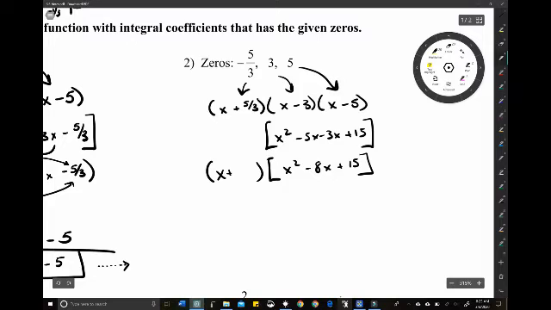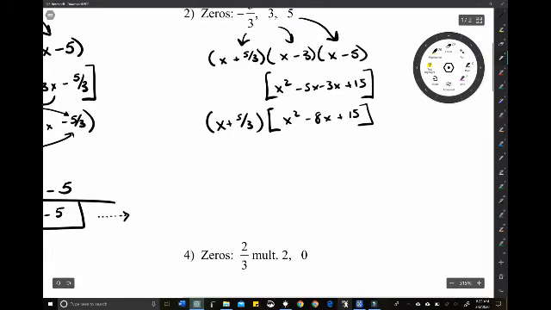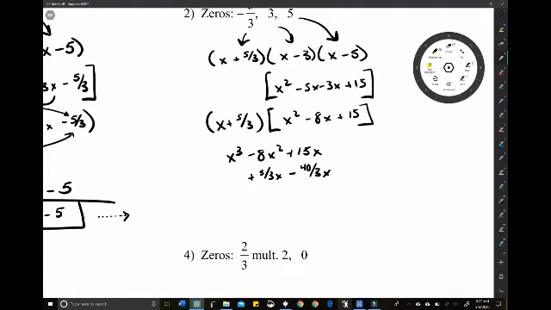We're going to distribute the x plus 5/3. So x to the third minus 8x squared plus 15x plus 5/3 x minus 40/3 x, and then 15 times 5, 25x, or just 25, sorry. And again, that's just all of your distributing.